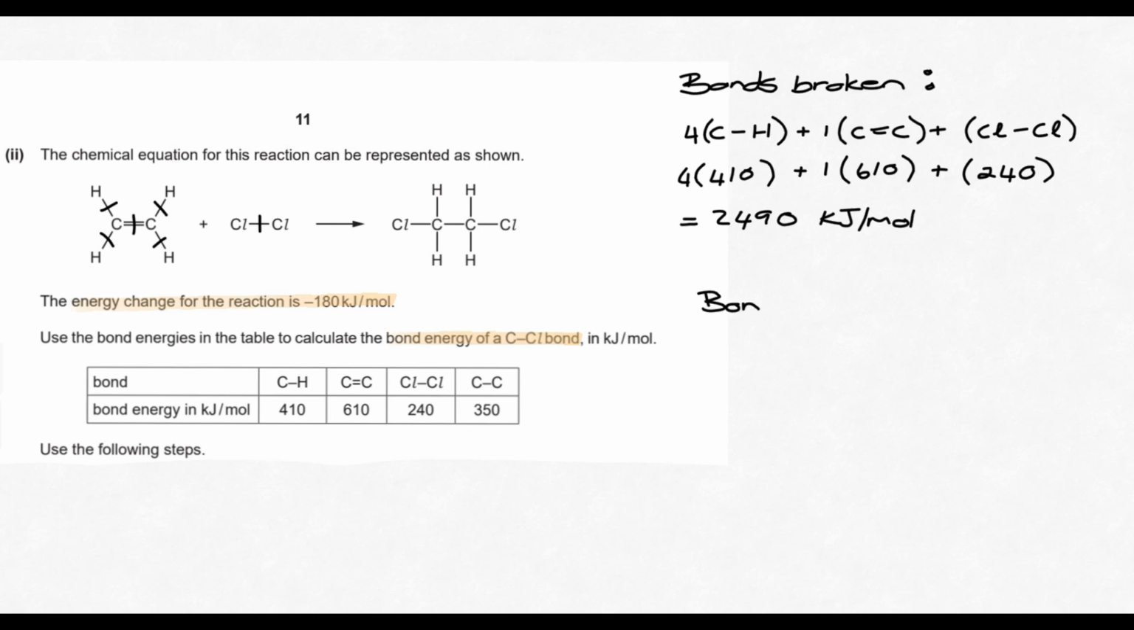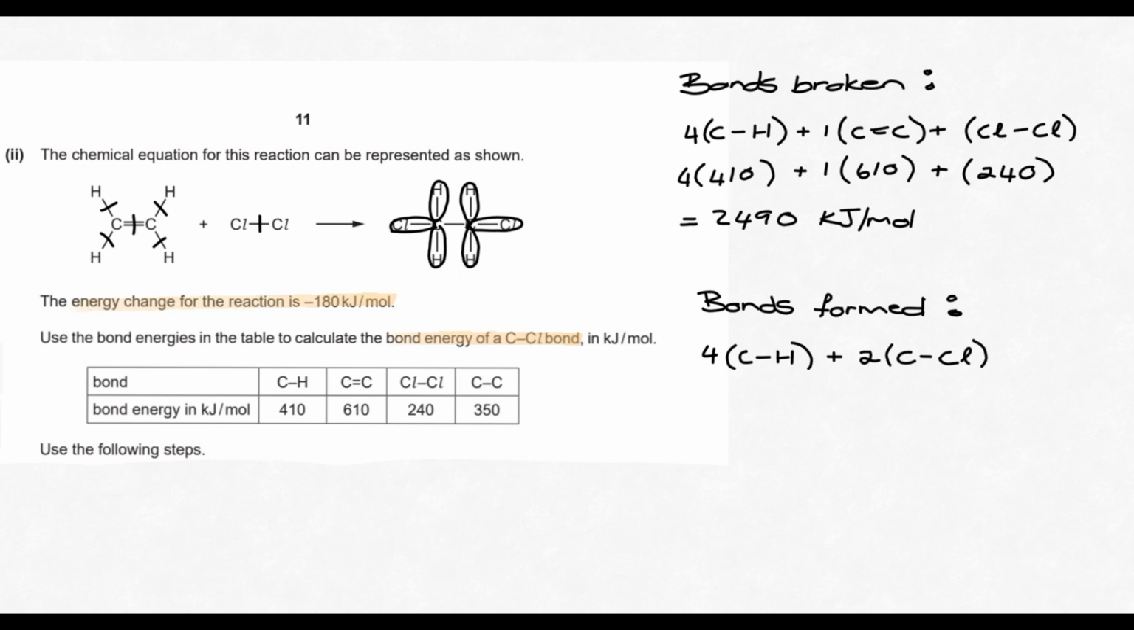So our second step will then be to calculate the amount of energy that's given off by the bonds being formed. So on the right hand side of my equation, I can see that I need 4 carbon-hydrogen bonds. I also need 2 carbon-chlorine bonds, and I'm going to form 1 carbon-carbon single bond. So I'm going to go back to my table, and I'm going to have a look and see that my carbon-hydrogen bond has an energy value of 410 kilojoules per mole.